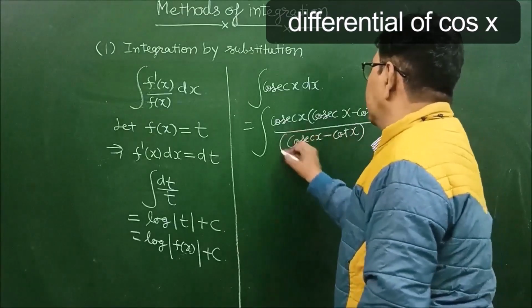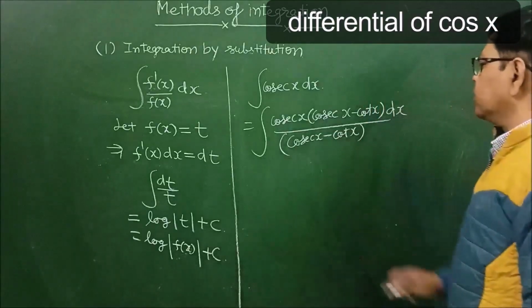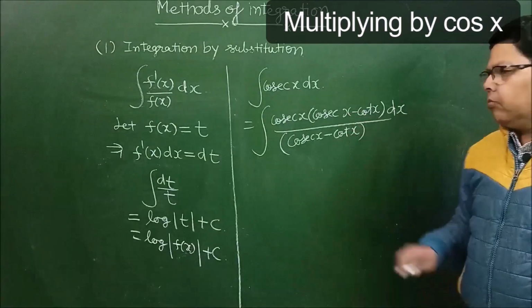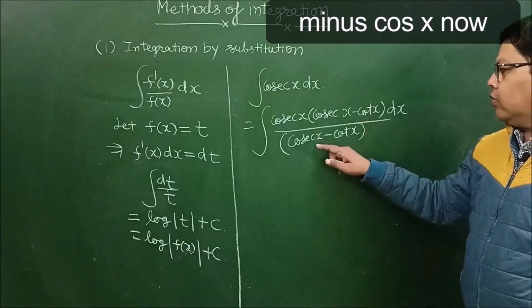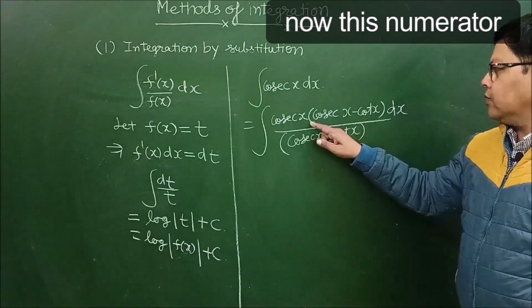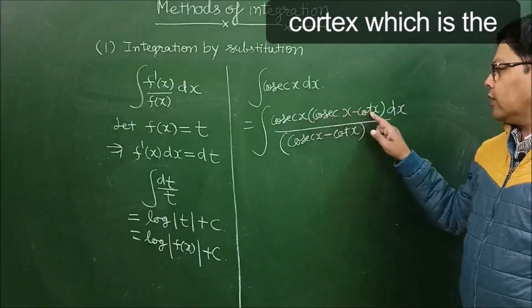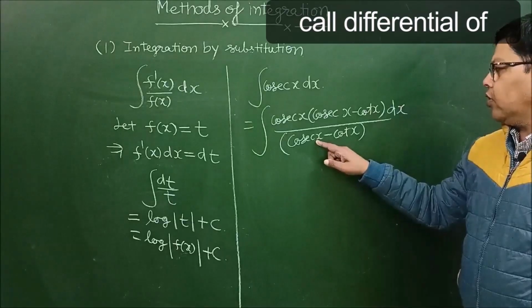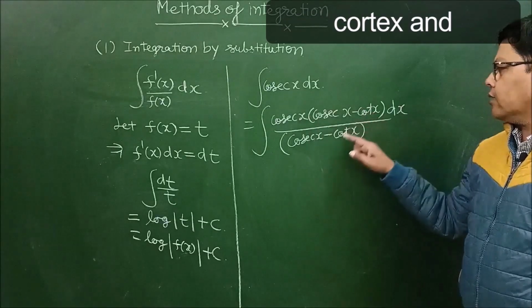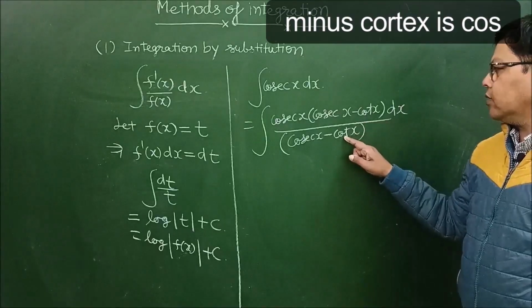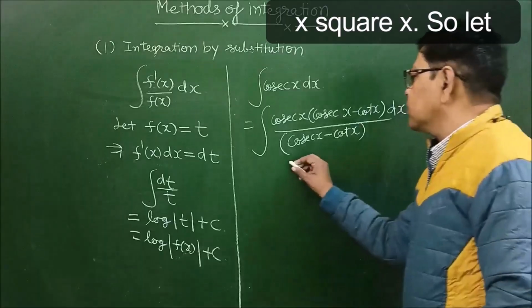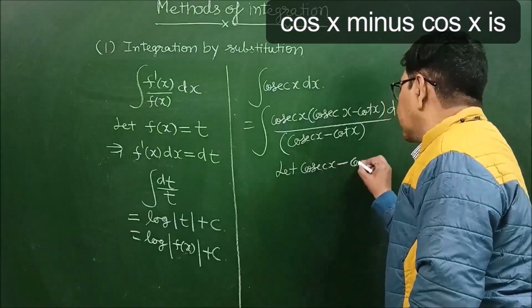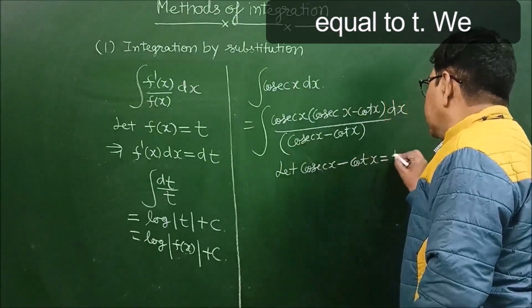By doing this, the differential of cosec x minus cot x can be made available in the numerator. Multiplying by cosec x minus cot x, this numerator is cosec square x minus cosec x cot x, which is the differential of the denominator, because the differential of cosec x is minus cosec x cot x, and differentiation of minus cot x is cosec square x. So let cosec x minus cot x equal t.